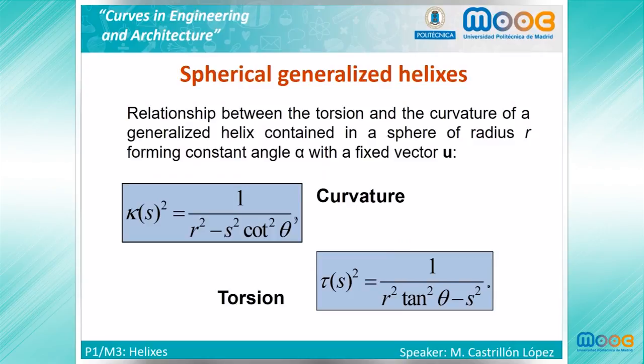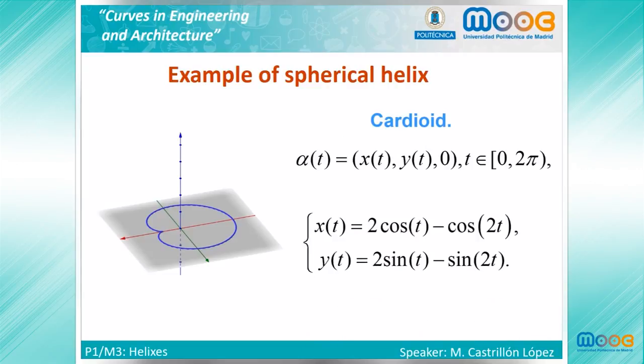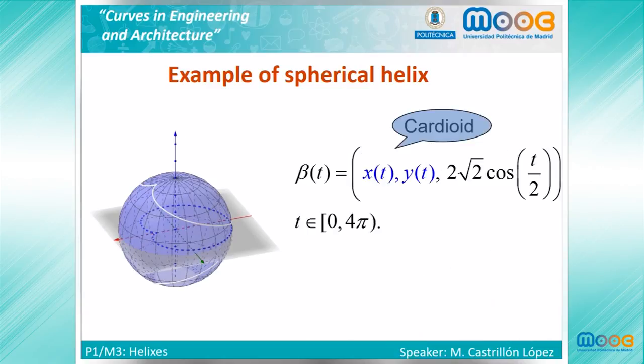We now develop an example of this situation. We consider the cardioid with parametrization (x, y, 0), where x and y have the expression you have now on the screen. Then we consider a space curve beta with parametrization x, y, the components of the cardioid, and the z component proportional to cosine of t over 2. We now check that this curve is a spherical curve and a generalized helix at the same time.